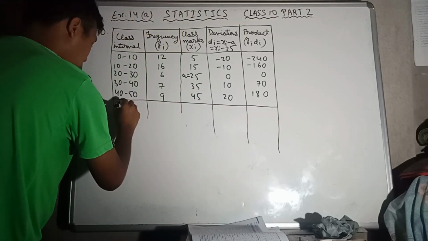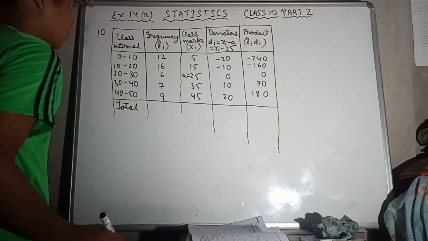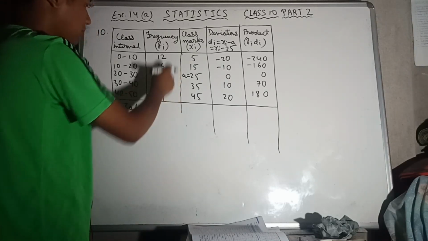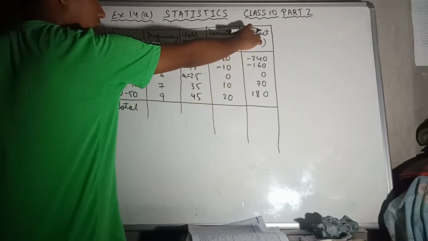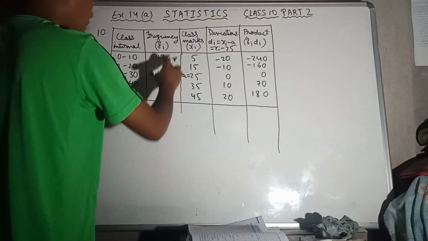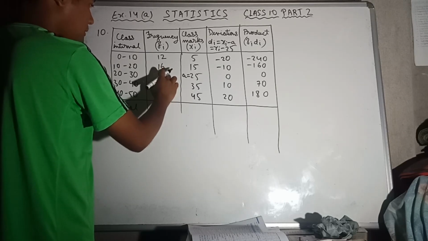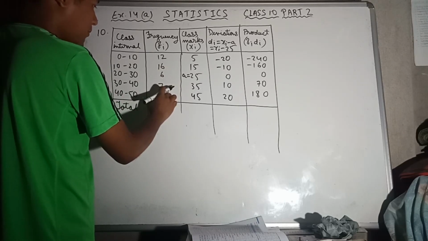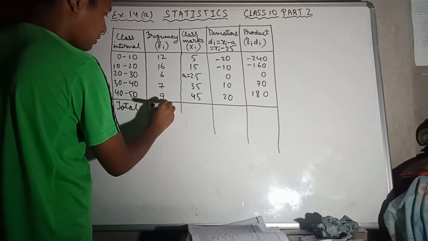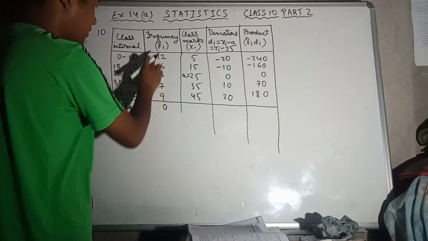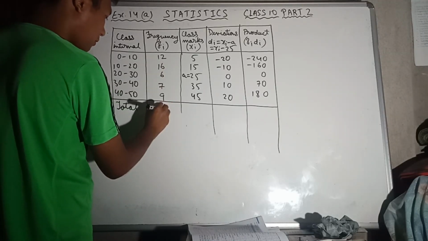Then the total frequency, and again the total product. Then 12 plus 16 is 28, 28 plus 6 is 34, 34 plus 7 is 41, 41 plus 9 is 50. So the total frequency is 50.